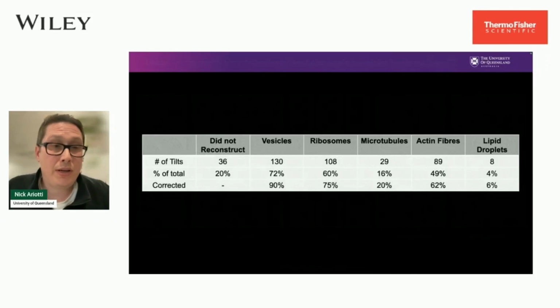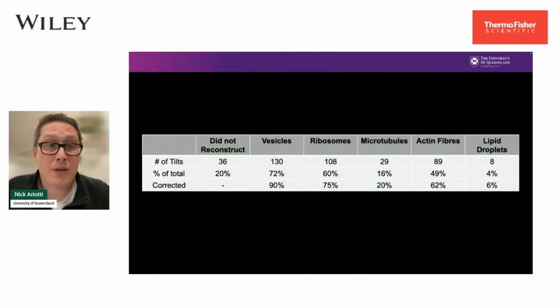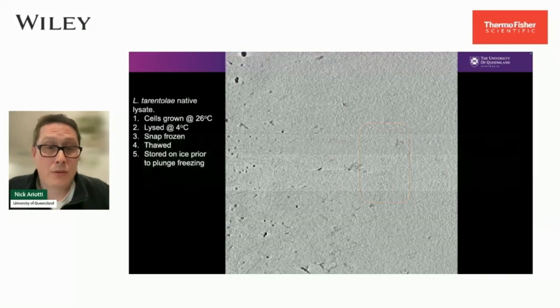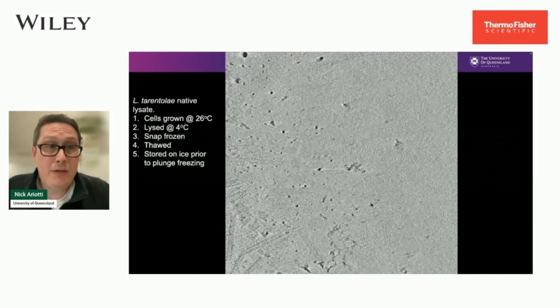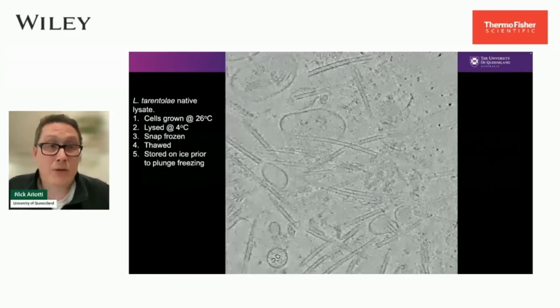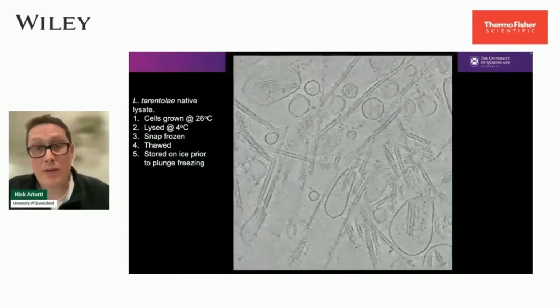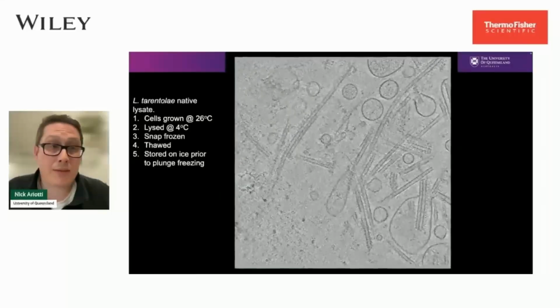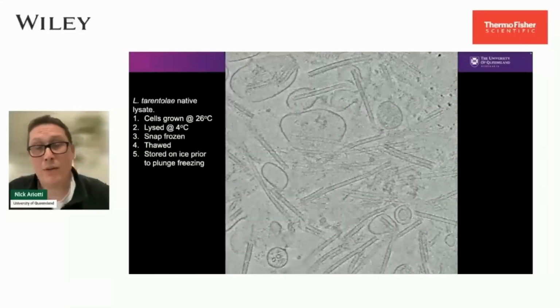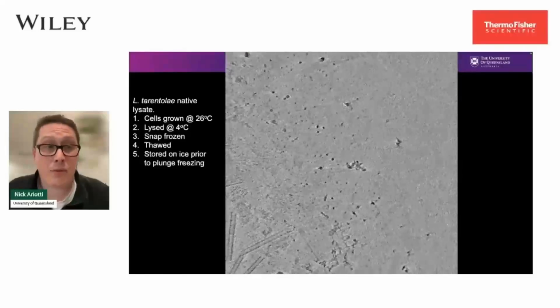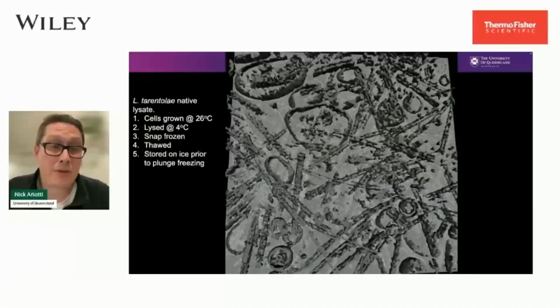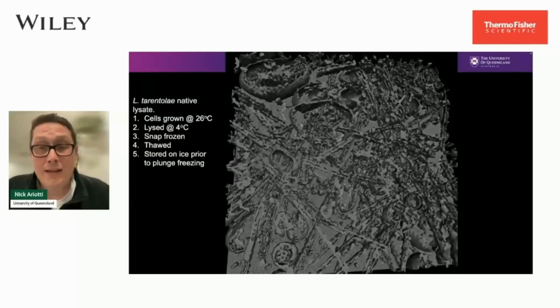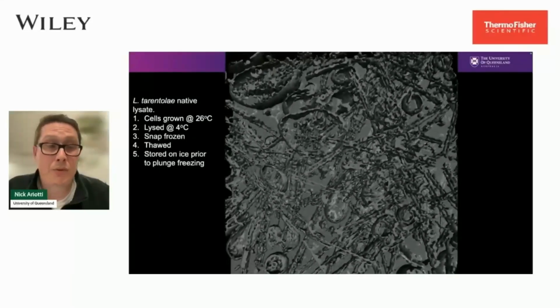And what was quite striking was that the microtubules that were present were reasonably abundant. They were present in 20% of all of our tomograms, which was a little bit surprising to us. Okay, so this is a tomogram of an area here. What I hope you can see are these abundant microtubules present. This is quite interesting because these cells are cultured at 26 degrees. They're lysed at 4 degrees. We then snap freeze these samples, we thaw them, and then we store them on ice prior to plunge freezing. We haven't done any Taxol stabilization of these microtubules whatsoever.